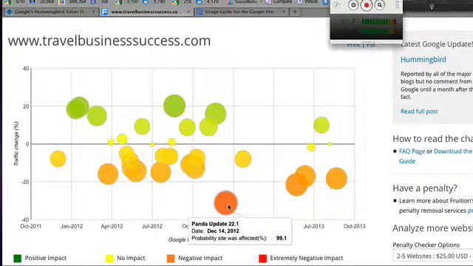So as you're developing your action plan to recover from a specific update, in particular a Panda update, you have to consider usability and, again, page speed, which we haven't talked about yet, but it's well known that that impacts your rankings as well.